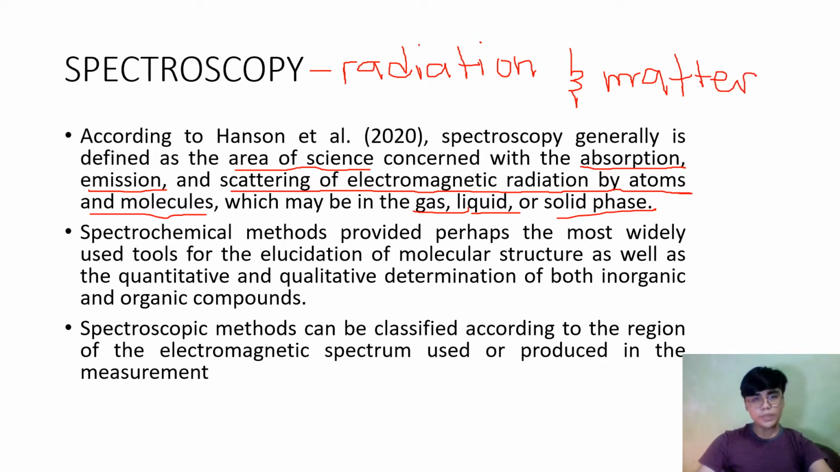Spectroscopy played a vital role in the development of modern atomic theory. It provided perhaps the most widely used tools for elucidation of molecular structure, as well as the quantitative and qualitative determination for both inorganic and organic compounds. Spectroscopic methods can be classified according to the region of the electromagnetic spectrum used or produced in the measurement.